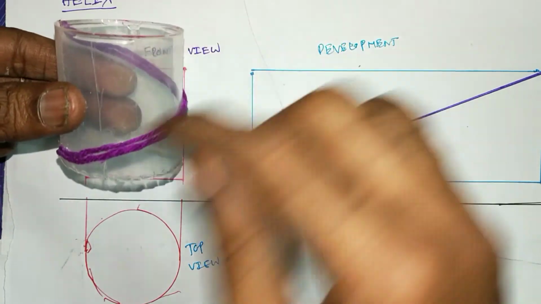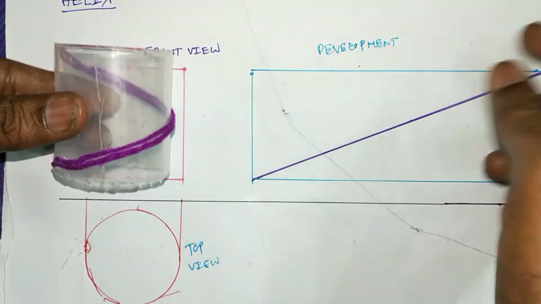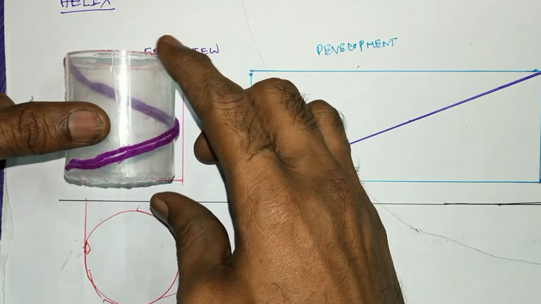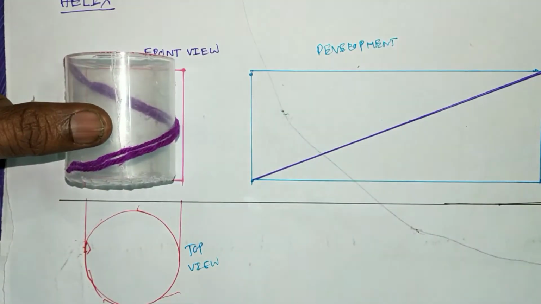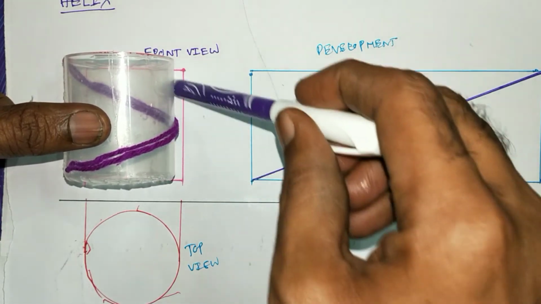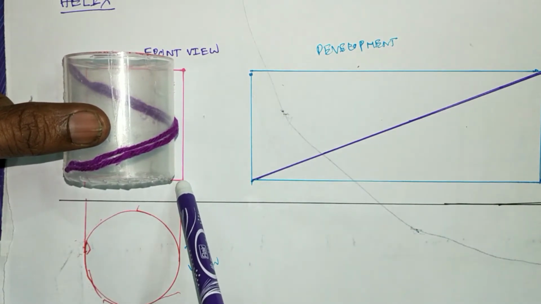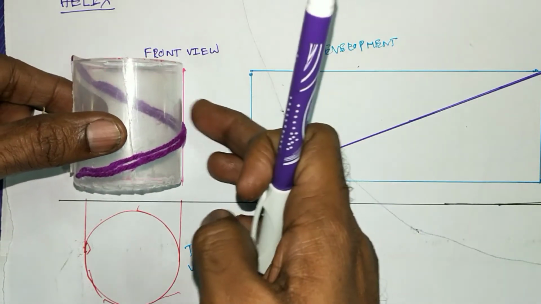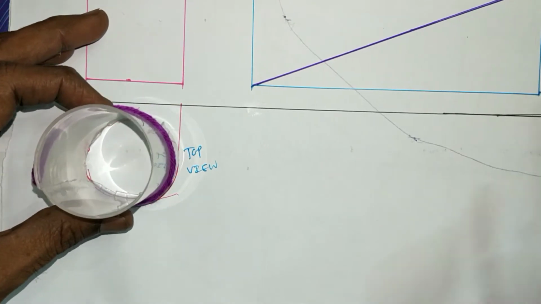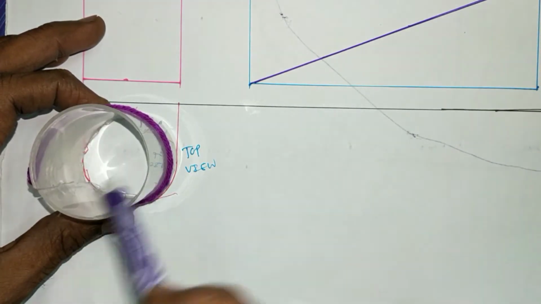Let me explain how this particular helix is going to be developed in a technical way. First of all, we have to draw the front view of this particular cylinder. The front view will be when we observe in this direction. So this is known as front view. We are going to have the rectangle having this as the height and this one as the diameter of the base circle. And the top view will be a circle. So this is the top view. The top view will be a circle of diameter or radius equal to the base circle.